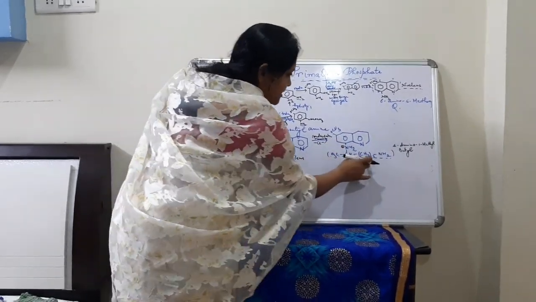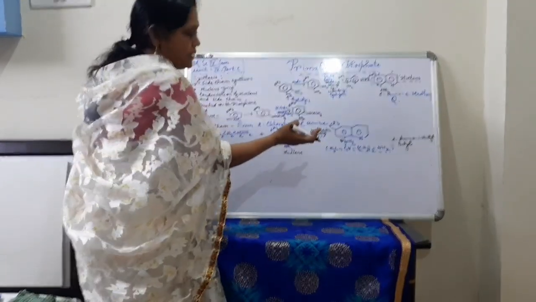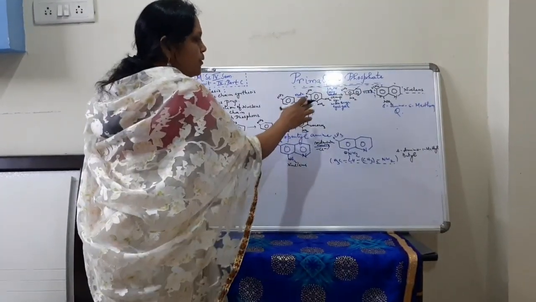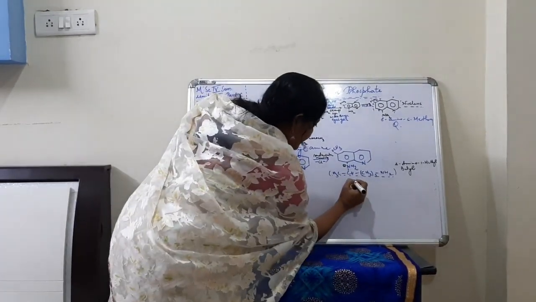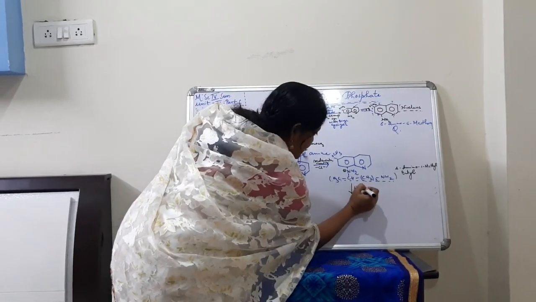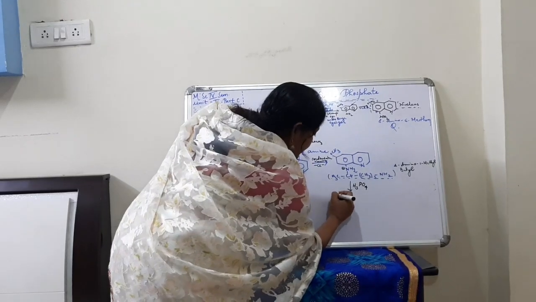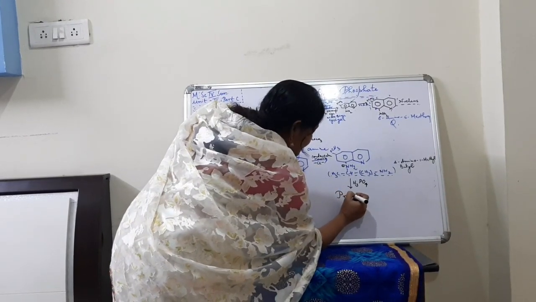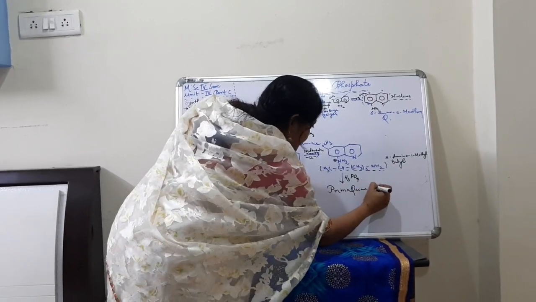So the side chain, that is 4-amino-1-methylbutyl, will get condensed with the amino group of the quinoline nucleus. Then we can treat it with H3PO4 to convert it into its phosphate salt. So you will get here again primaquine phosphate.